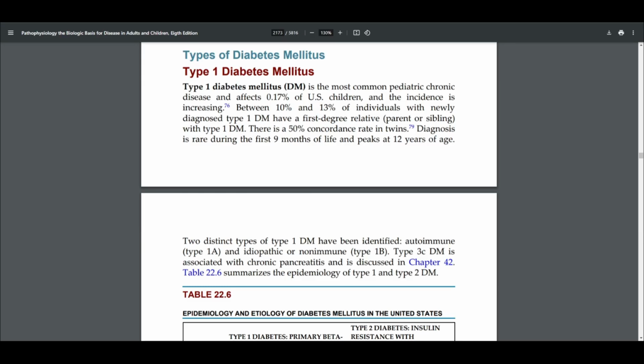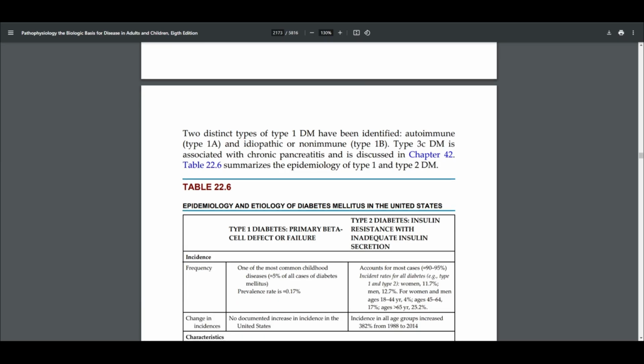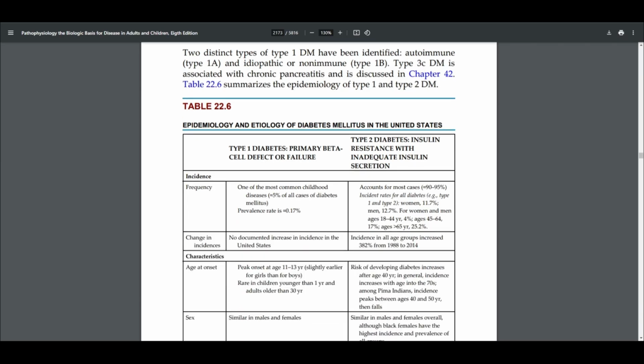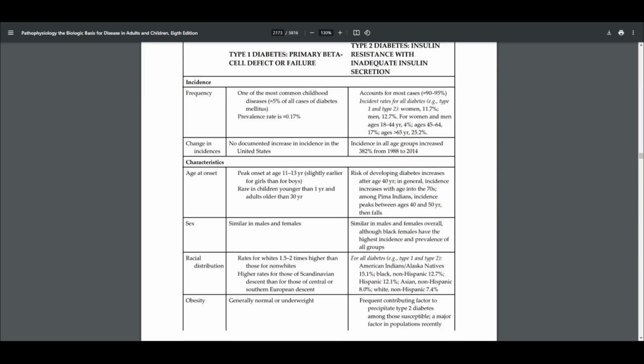Diagnosis is rare during the first 9 months of life and peaks at 12 years of age. Two distinct types of type 1 diabetes have been identified: autoimmune and idiopathic or non-immune. Type 3C diabetes is associated with chronic pancreatitis and is discussed in chapter 42. This next table summarizes the epidemiology of type 1 and type 2. Again, pause the video if you need the comparison side by side, otherwise I will continue to let it slowly slide down.